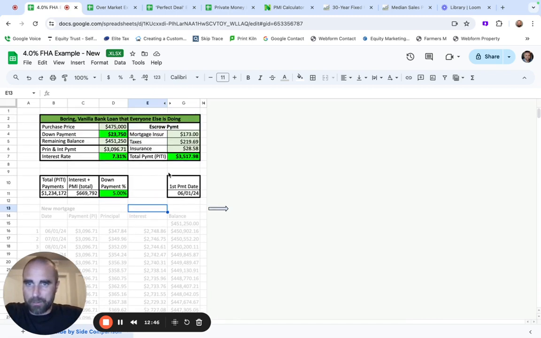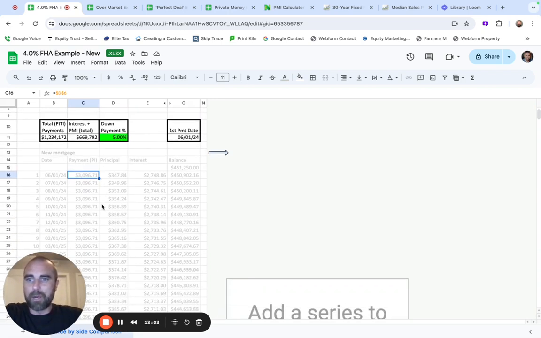So remember how our payment was $3,500 a month? Of that, $3,100 right here, $3,096, is our principal and interest portion. So remember we said that's what the bank is concerned with. So each month we're paying that much money. So look, June 1st, we make our first payment. Of that $3,100, only $347 is paying down your balance. Look at that. 451 minus 347 is this number right here.